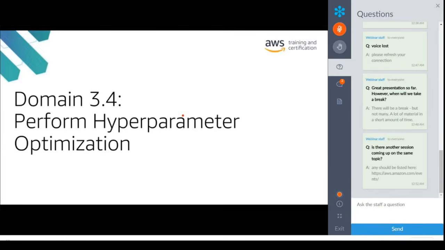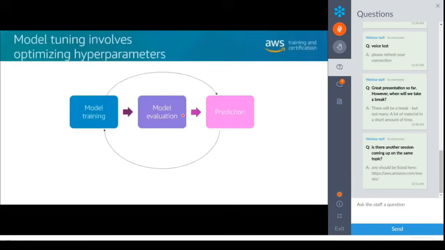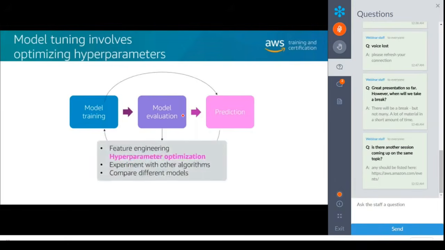So next subdomain, perform hyperparameter optimization. How do we pick k equals 5? How did we know to pick k equals 5? Did I just randomly pick that from the sky, or did I have some intuition? Where did that come from? So, we already talked about feature engineering earlier.